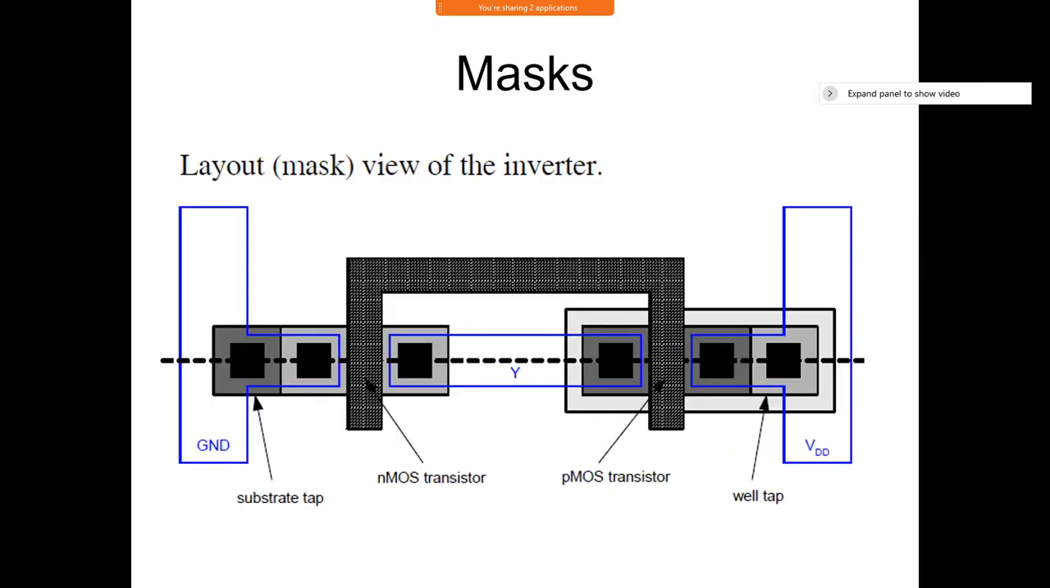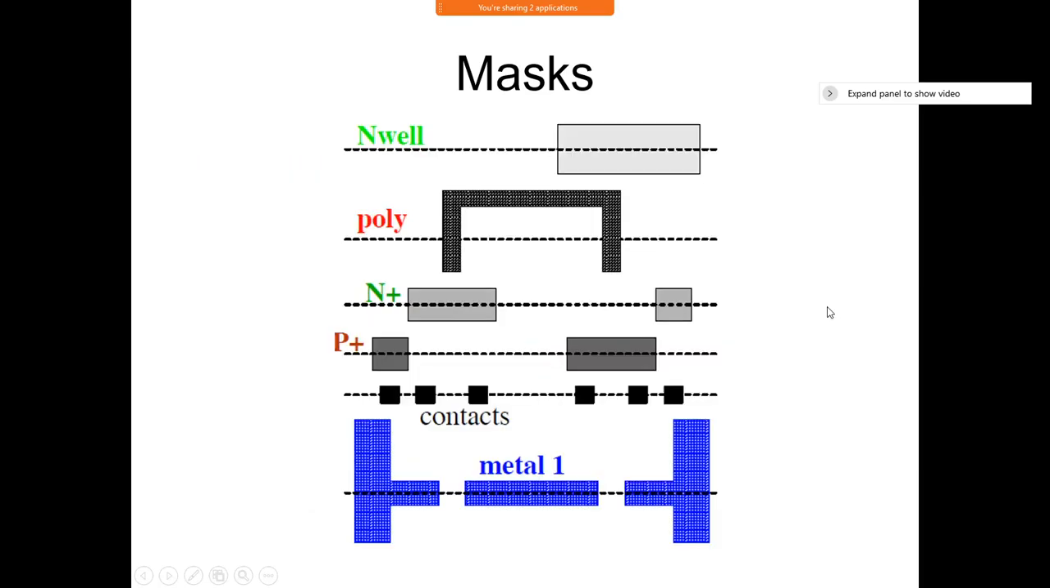See this layout or mask view of the inverter. Identify the masks. Can you see this is your N-well mask? This one is more clear. Spend some time in understanding all this. They have to be perfectly aligned. If there is a slight misalignment, everything will go off.